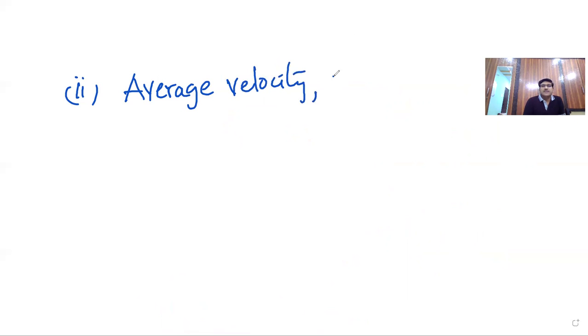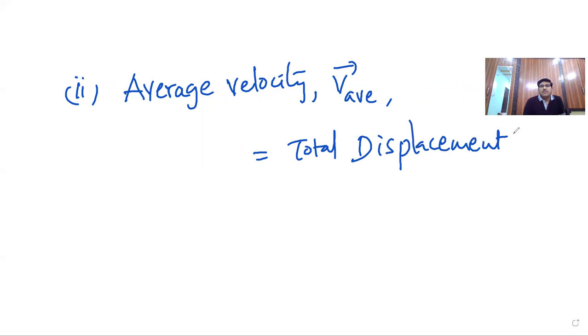Next. In the second case, he is asking for average velocity. What is average velocity? V bar. Velocity is a vector. Average velocity is total displacement by total time.